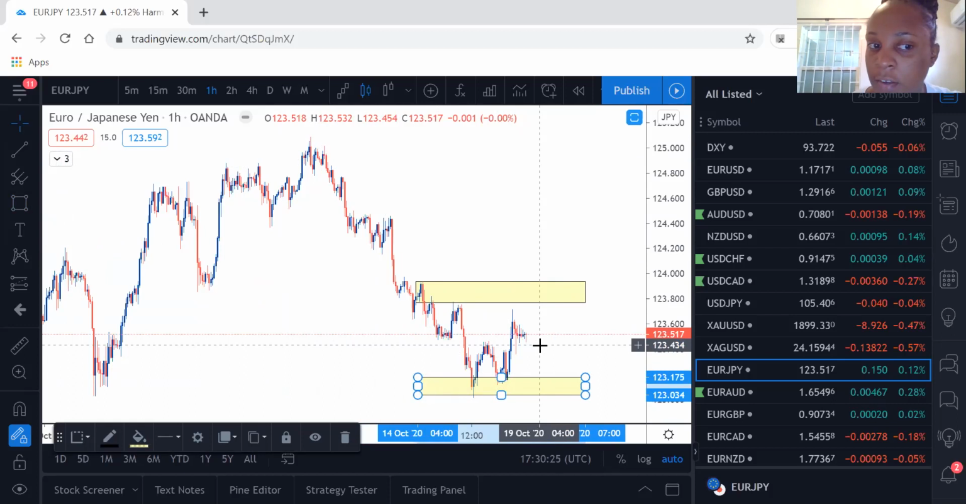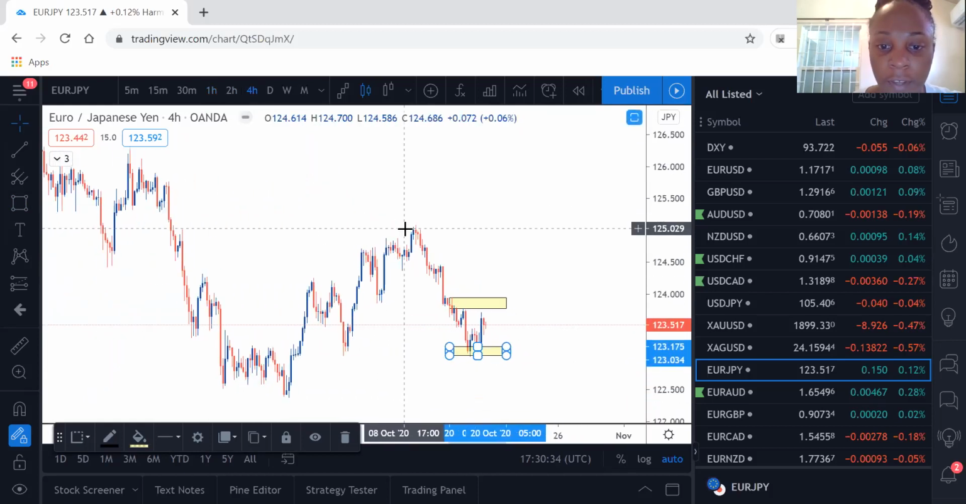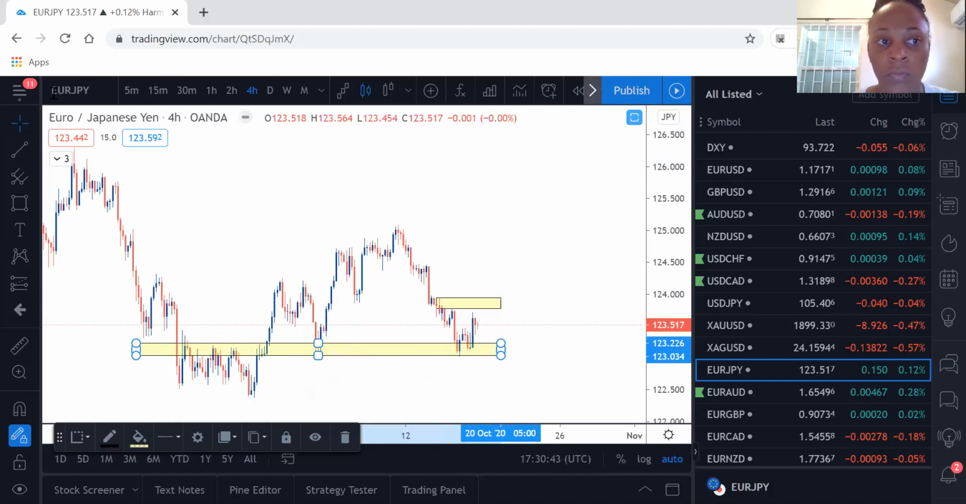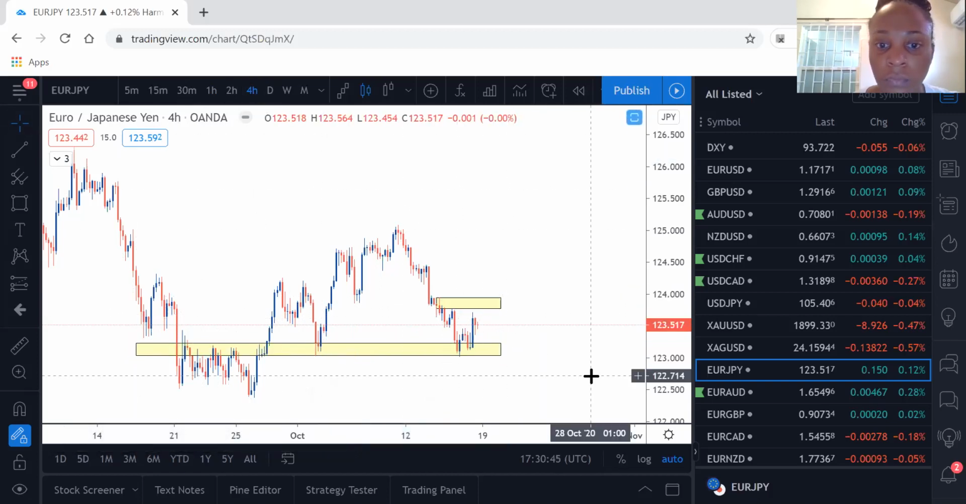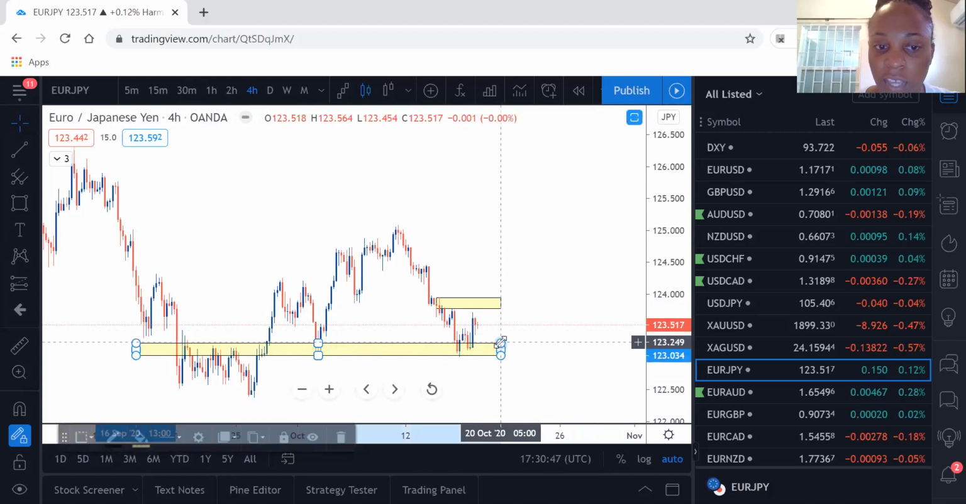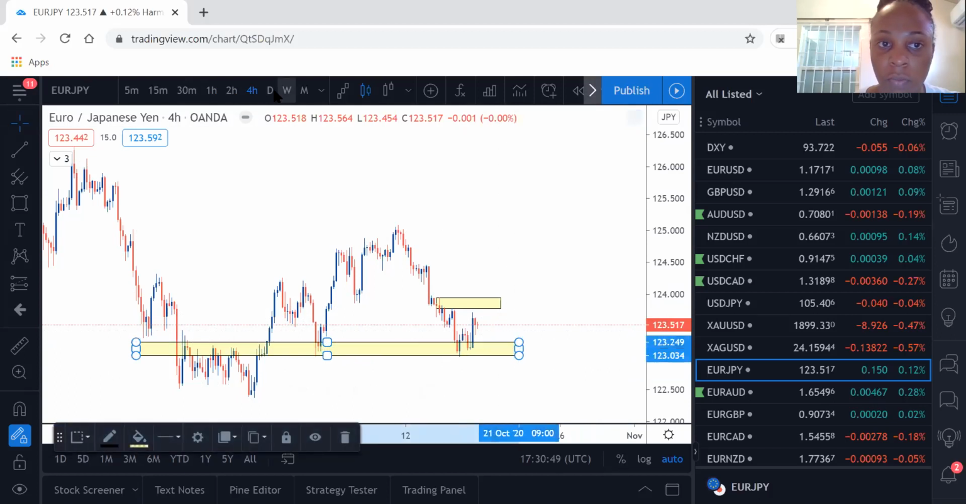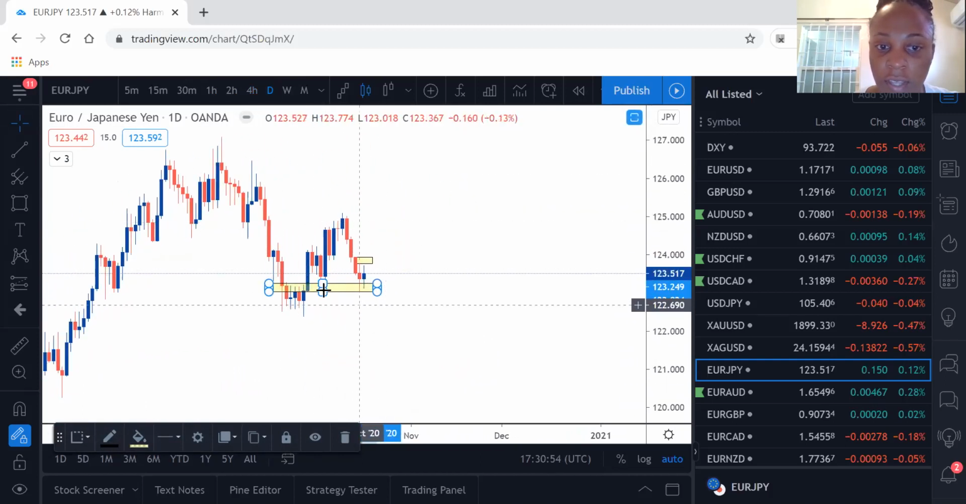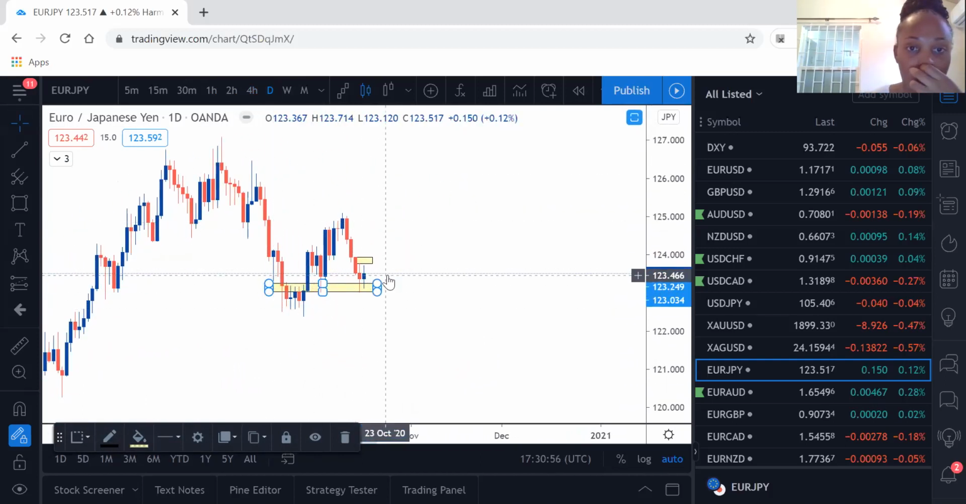Possible head and shoulders pattern. Why am I having a head and shoulders pattern in this zone? Inverted head and shoulders. Let's go up a time frame. So I go up a time frame, and voila, what can I see? I can see a major 4-hour support and resistance zone. Major 4-hour support and resistance zone. Major daily support zone as well.